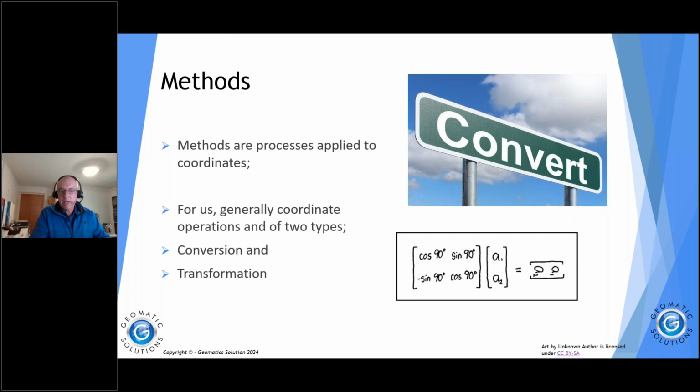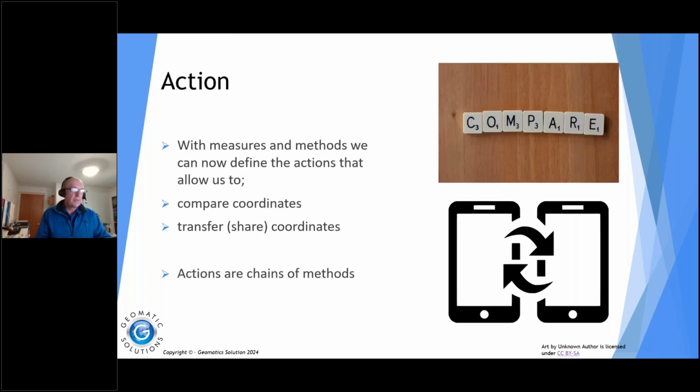Once we are capable of creating or doing these processes, we can then put them together in chains, and those chains will then become our actions. So our actions will allow us then to compare the coordinates, for instance. And if you remember what I said, we have coordinates in local coordinate reference systems. We then apply a number of methods to get them into WGS84, and on WGS84 we can then compare these coordinates.